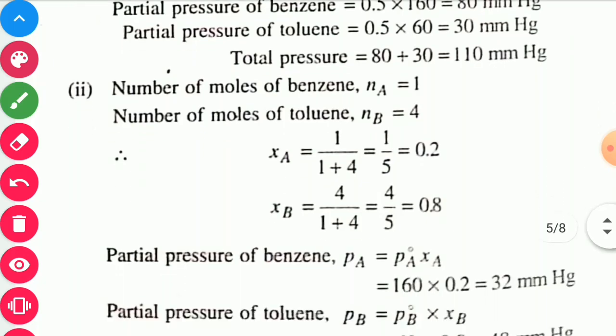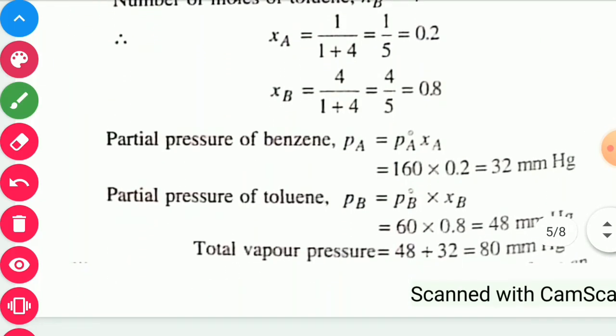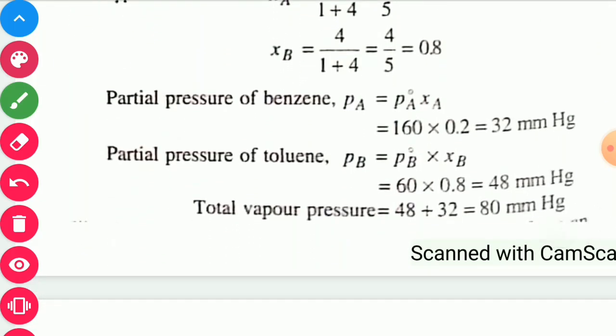Now we may find out the partial pressure of each component as well as the total vapor pressure of solution. So partial pressure of benzene, that is Pa, will be equal to P naught A into XA. P naught A given in the question is 160 mmHg, and mole fraction according to the situation we got is 0.2, so it will be 32 mmHg.